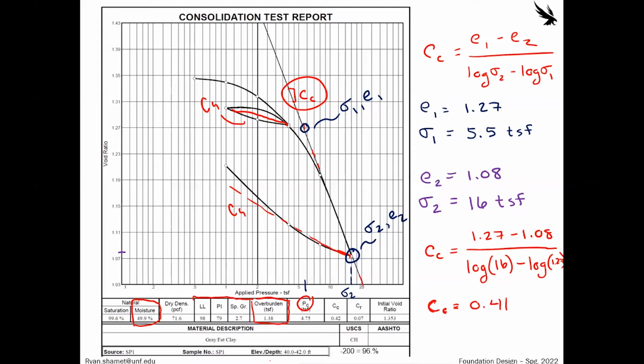So what does that mean of this soil? What type of soil is this? Over consolidated. Yep, because our current is less than the past. Then we have the void ratio and stuff too, and it shows that this is a gray fat clay.